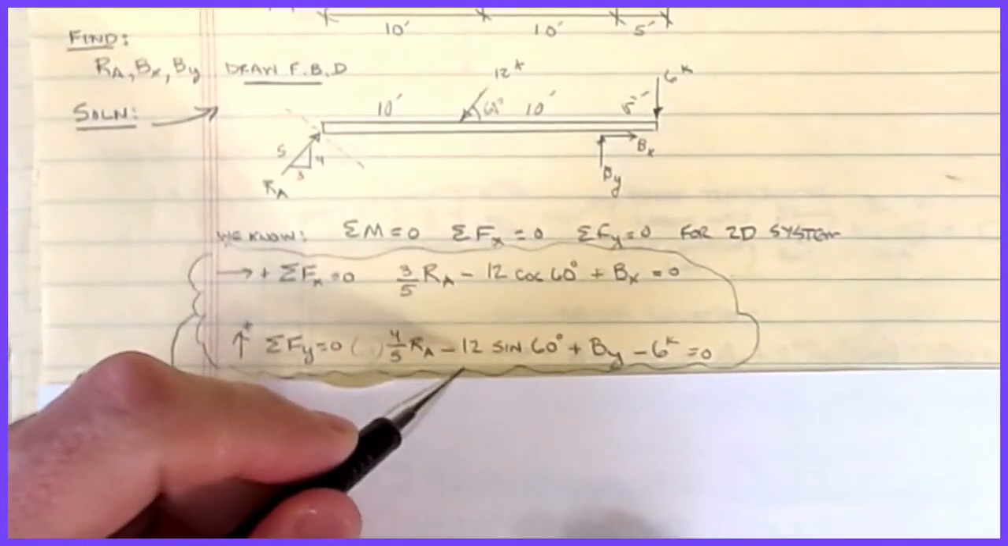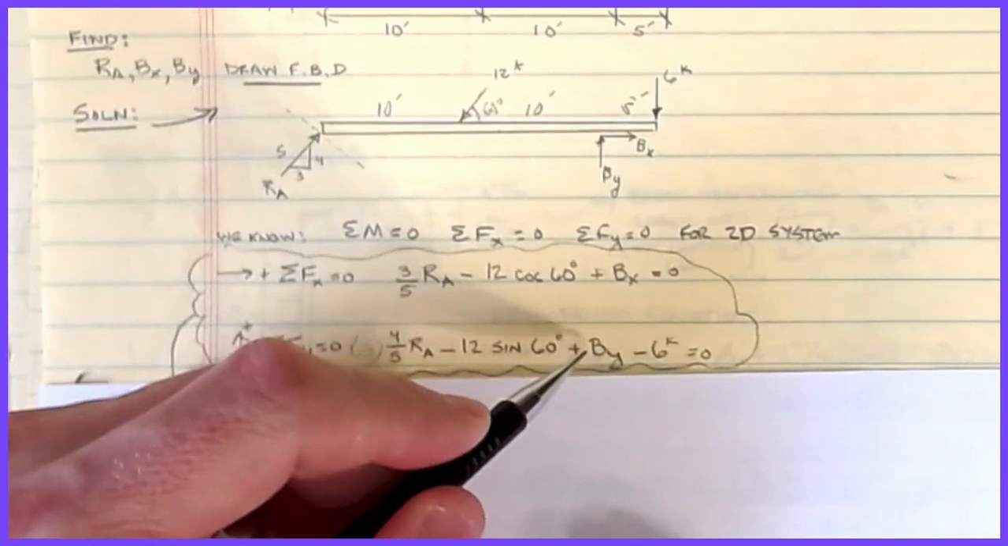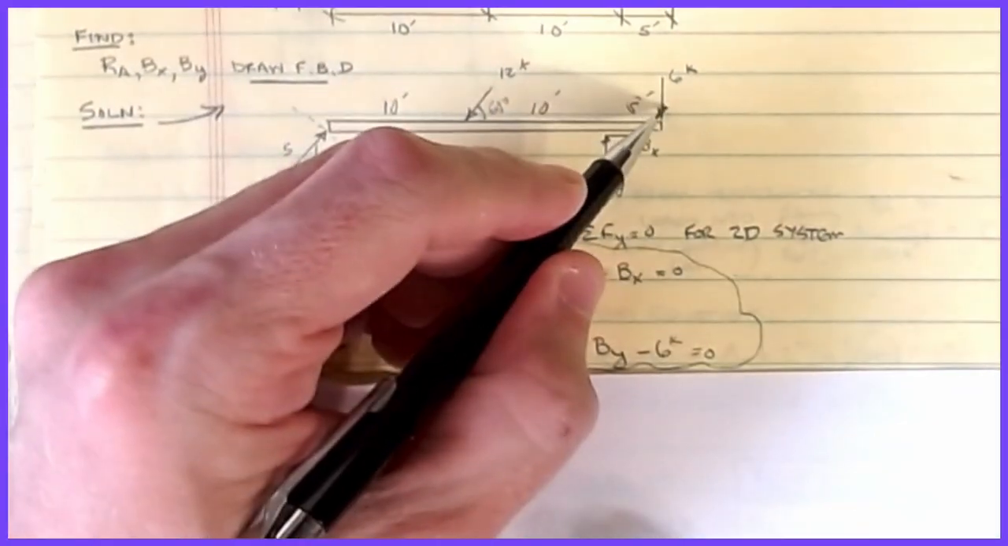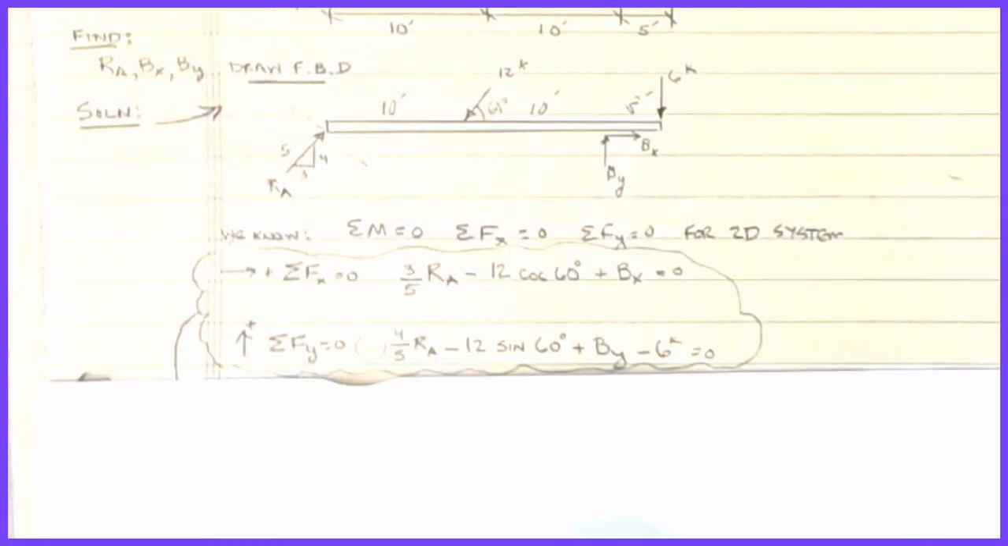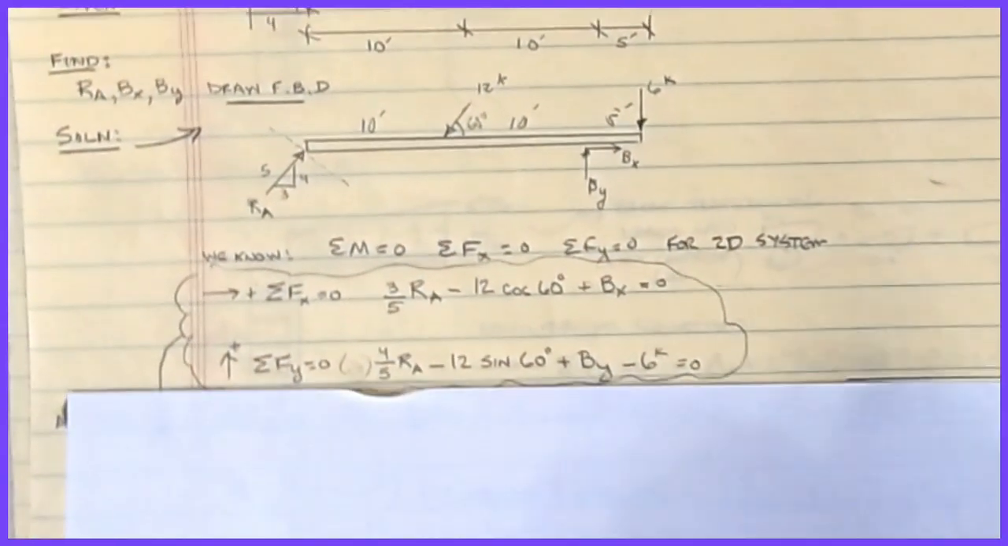Okay, and then minus 12 times the sine of 60 degrees plus BY. And then minus, I pick up the 6 kips that's acting out here because it's in the vertical direction also. Okay, so that gets us to 0. Again, we have two unknowns, so normally it's the moment equation that helps us to unlock these things.